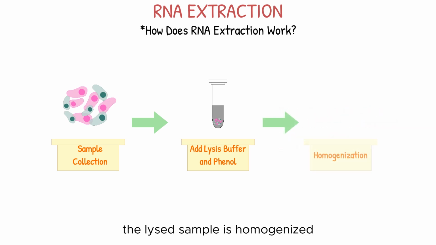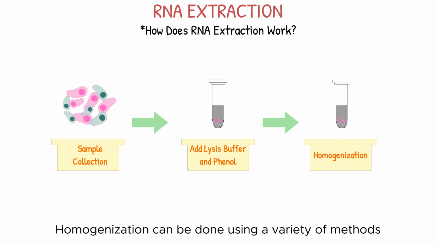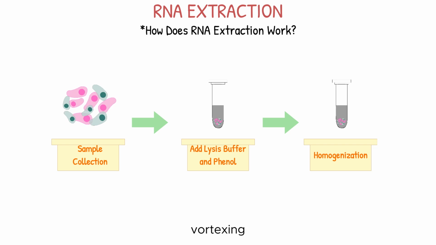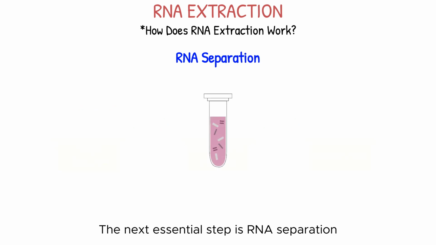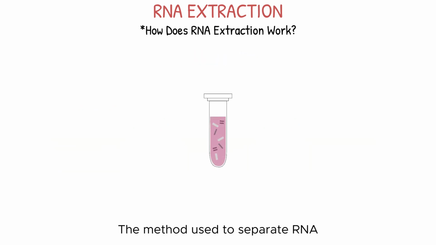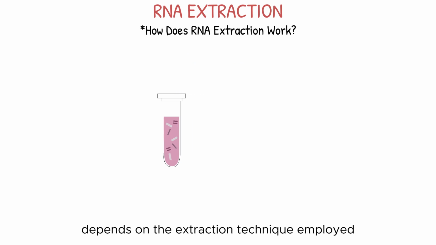Then, the lysed sample is homogenized to create a uniform suspension. Homogenization can be done using a variety of methods, including pipetting, vortexing, or using a mechanical homogenizer. The next essential step is RNA separation. The method used to separate RNA from other cellular components depends on the extraction technique employed.